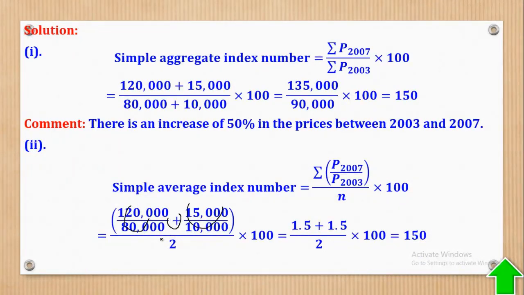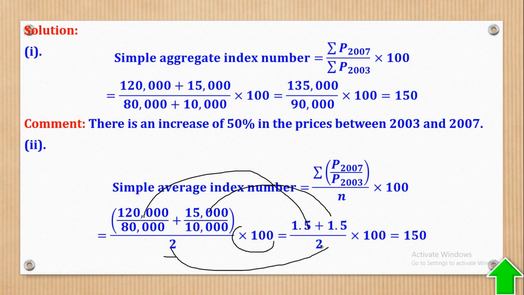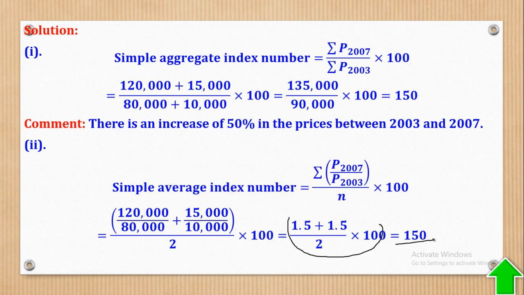Now this 2 is the number of items put into consideration. The first item was sugar and the second one was flour. That means there are only two items, which is why we put 2 here. Then you have to remember to multiply by 100. So this gives you this when you use the calculator, and this gives you this. This one remains. Then when we simplify the whole of this, we come up with 150 as our simple average index number.